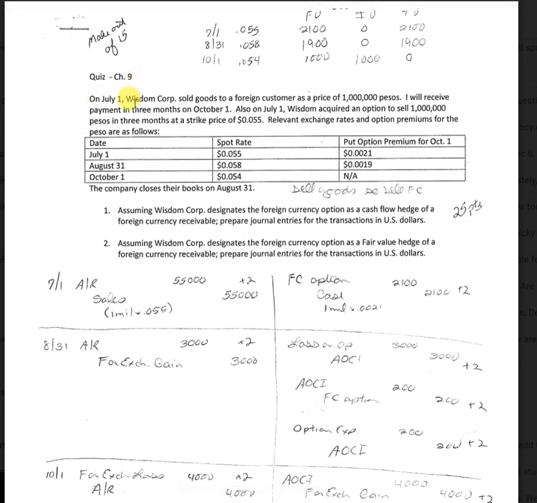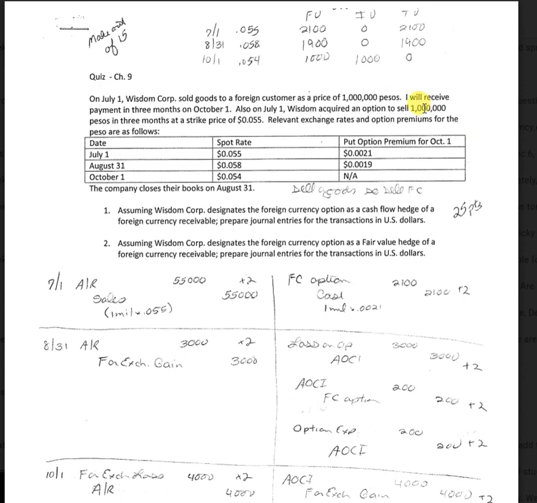That wasn't a quiz. So on July 1st, Wisdom sold goods to a foreign customer. So we need to know that this side is going to be an accounts receivable, so I would go ahead and write that down up there. And because it's an accounts receivable, I'm going to have to receive foreign currency. So over here, I'm going to sell it. So the option is to sell foreign currency, and that's pretty important to know.